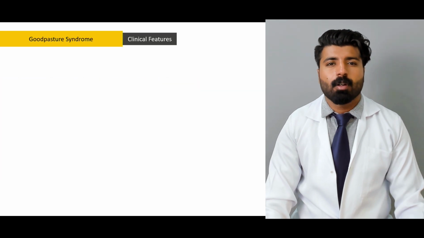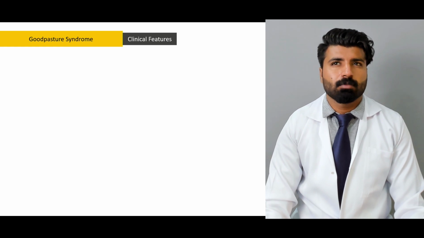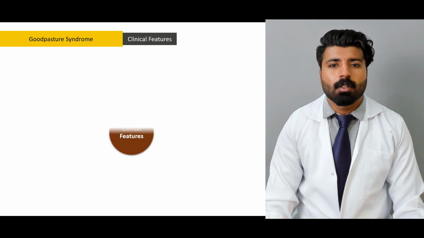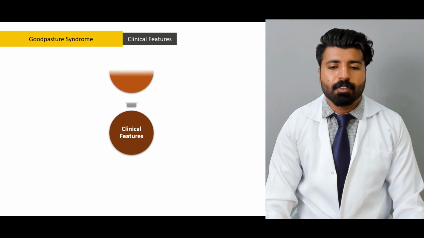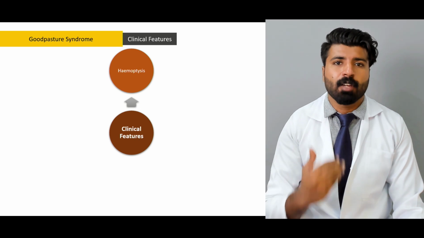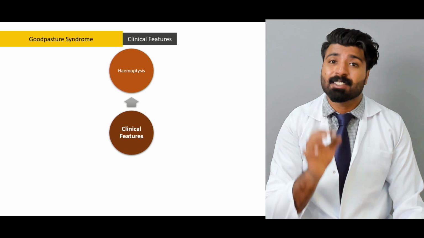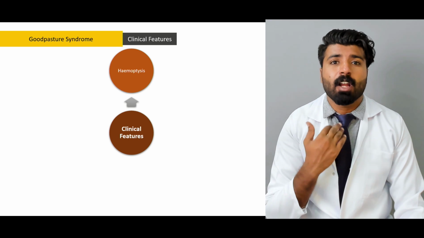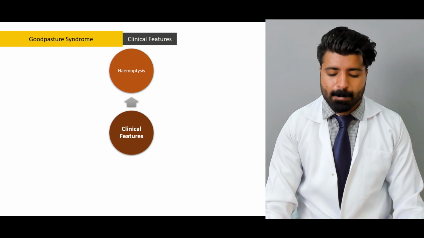Next on, we have clinical features of a patient who is suffering from Goodpasture syndrome. We all know the clinical features, you just have to think it through. First of all, we're going to have hemoptysis, because the blood is accumulating inside of your alveoli. Whenever you cough, the blood will come out, or at least some part of that blood will come out. So the patient will present to you with hemoptysis: whenever I cough, I have blood in my sputum.